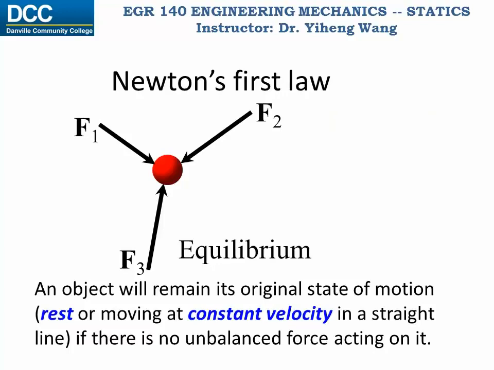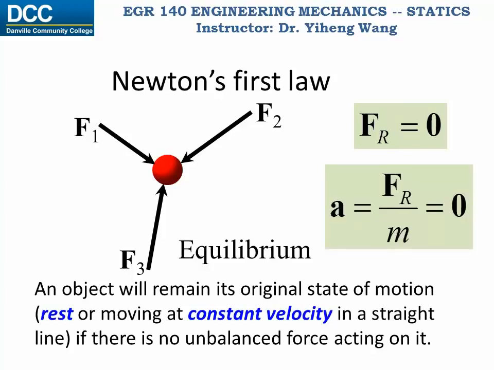As a special case of Newton's second law, when the resultant force acting on the object is zero, that is, there is no unbalanced force, then according to Newton's second law, the acceleration is also zero, indicating no change in the velocity. We also call it the state of equilibrium. The object either stays motionless or moves with a constant velocity. In this class, most objects that we deal with are at rest.